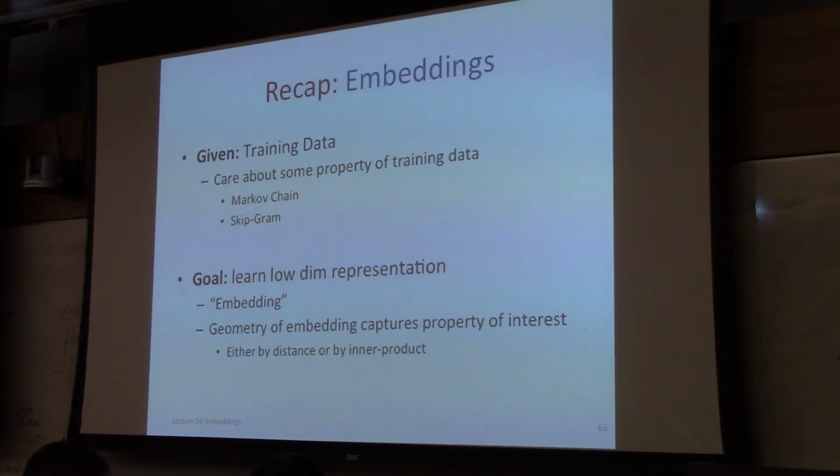Okay, so a recap over embeddings. Given training data to supervise, we want to model some property of the training data, like a Markov chain or skip-gram model. The goal of embeddings is to learn a low-dimensional representation over the data points, such that the geometry of this embedding preserves the property of interest. The distance between the embeddings of songs preserves the distribution of the Markov chain. The inner product between the embeddings over words captures the skip-gram model.